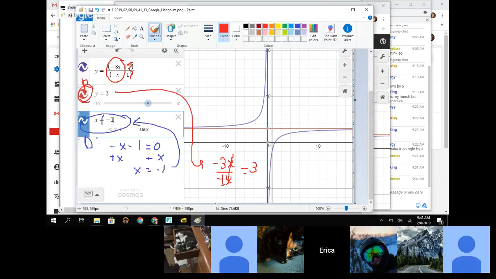So y equals 3 is going to be your y asymptote, or your horizontal asymptote, and your range is going to be every value except y equals 3. So that's where that 3 comes from, in case you want to do it algebraically.